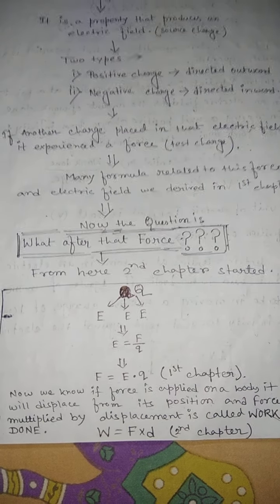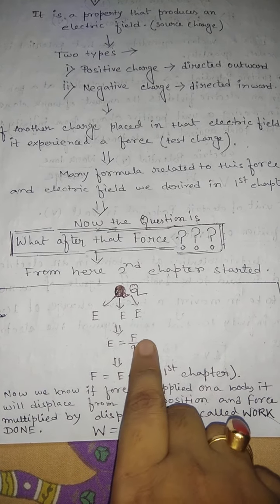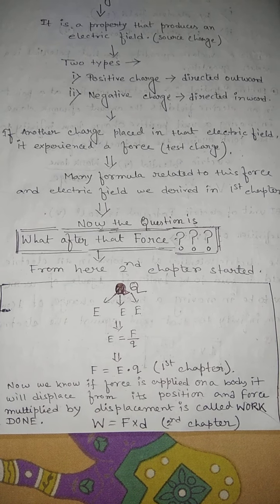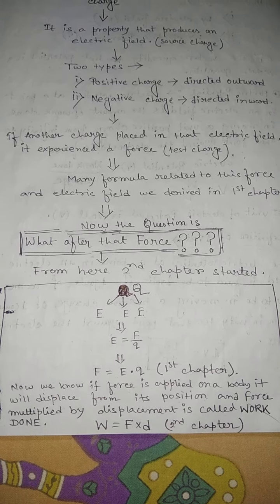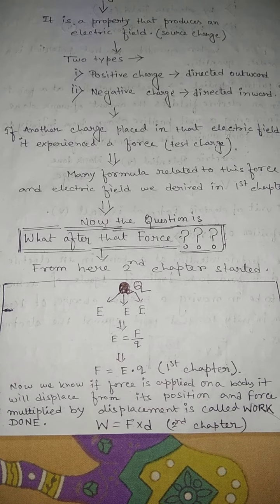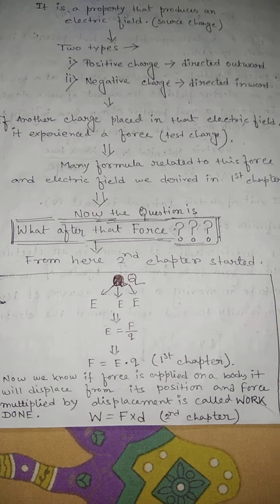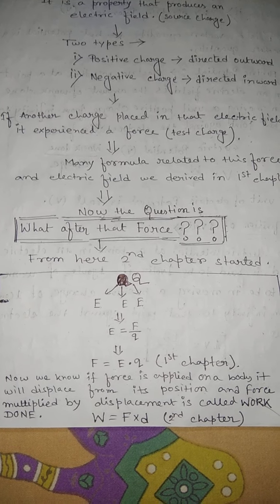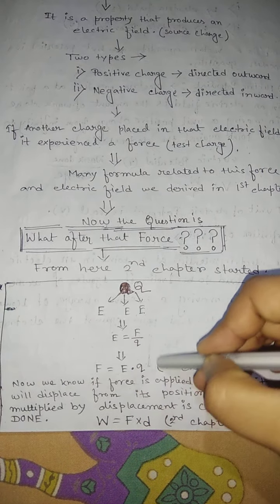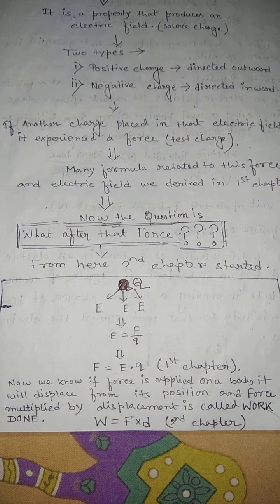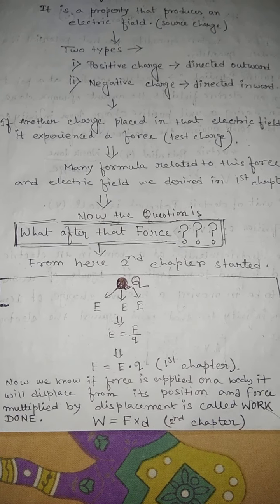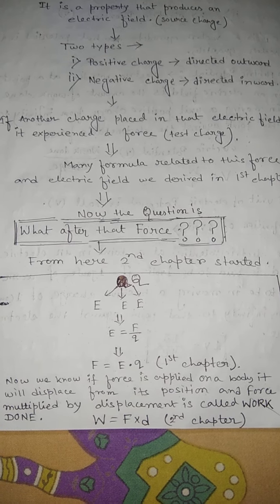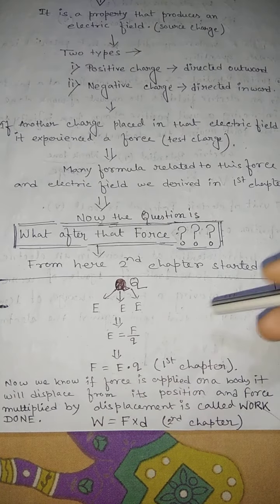Okay, so E equals F by Q, so F equals E into Q. And we know that if a force is applied on a body, it will be displaced from its position, and when that force is multiplied by that displacement, we get work done. The definition of work done is force into displacement. So when a force is applied, a body is displaced. That means the force multiplied by displacement is called work done. So work done equals F into D.